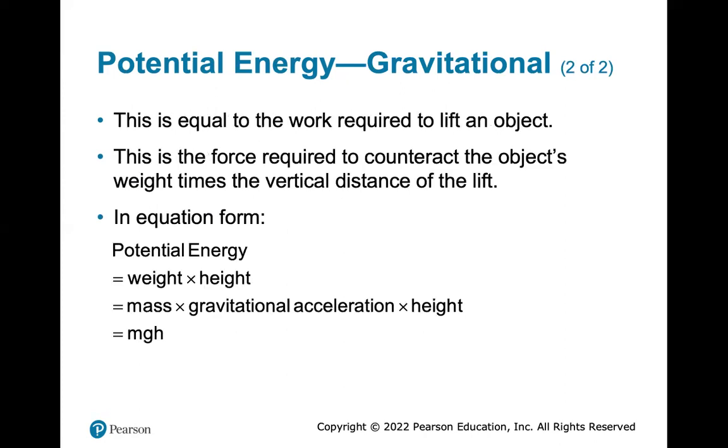This is equal to the work required to lift an object. This is the force required to counteract the object's weight times the vertical distance of the lift. So if you lift something up, you are giving it gravitational potential energy. In equation form, the potential energy equals the weight times the height. Weight is mass times the gravitational acceleration, g. So the weight times the height is mgh: mass times gravitational acceleration times height. That is gravitational potential energy.